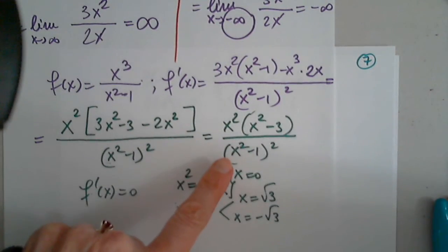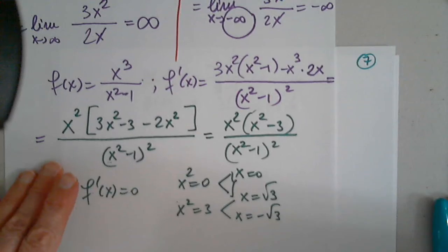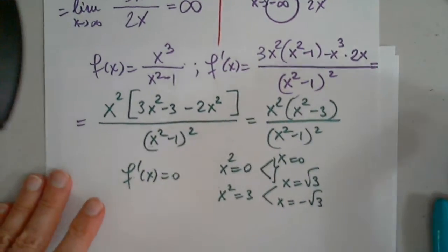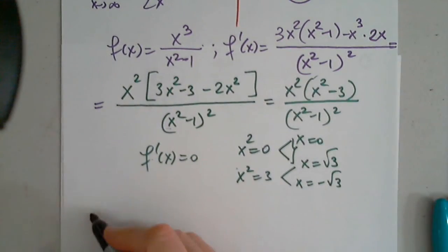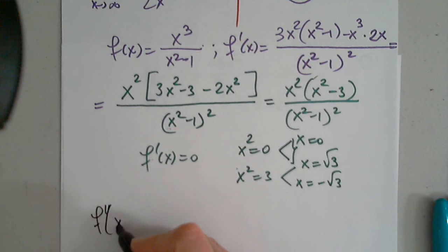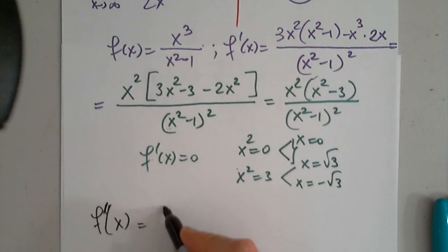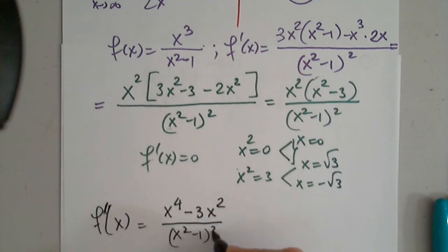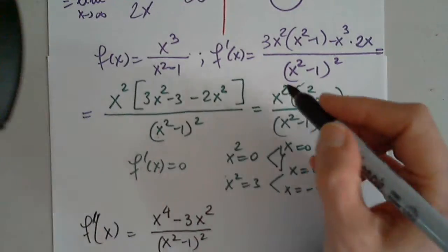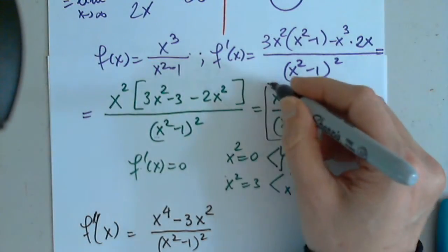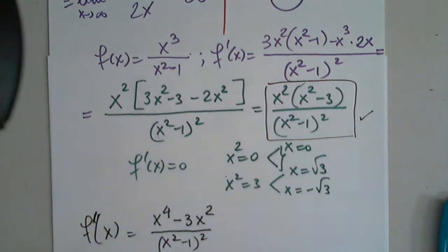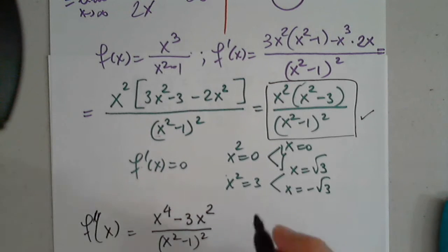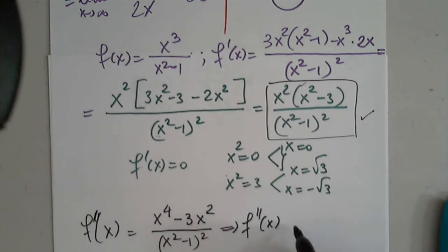It's this one. But I'm going to distribute at the top. It will be easier to differentiate. So I'm going to say that the first derivative, I'm going to copy it one more time, as x to the fourth minus 3x squared over x squared minus 1 squared. Why? Because it's easier to differentiate. I want it in the factored form. But when I have to continue and find the second derivative, I'm going to use this.